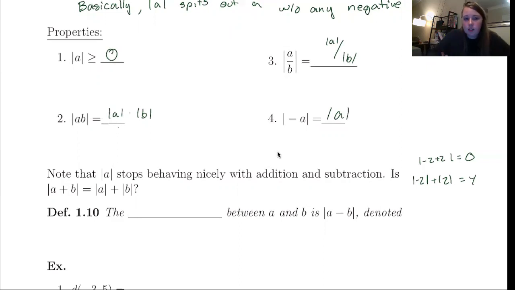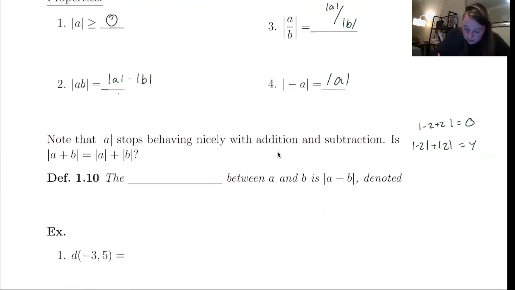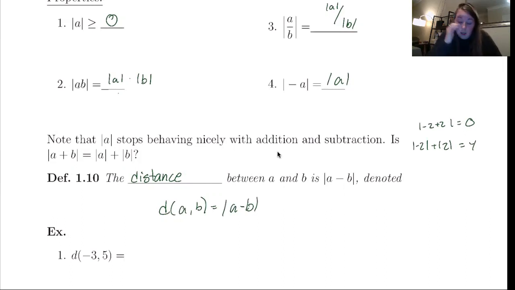So we have already kind of said this word, but we can define distance between A and B as the absolute value of A minus B. And sometimes we also denote this as D(A, B) equals the absolute value of A minus B. We would say this as D of A and B equals the absolute value of A minus B.